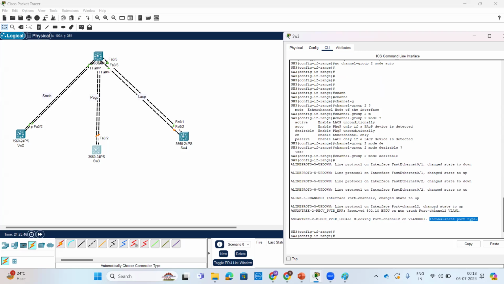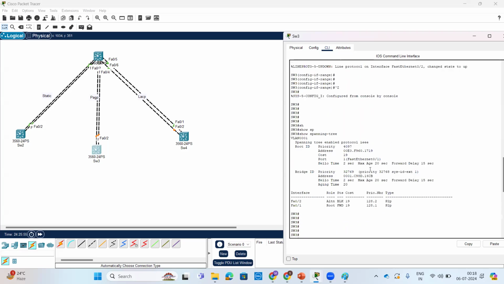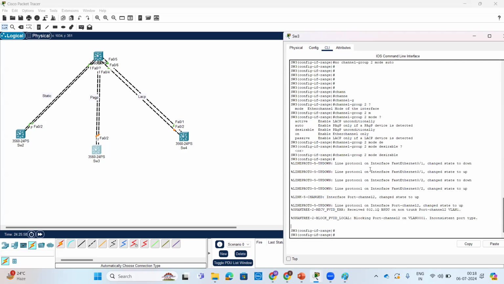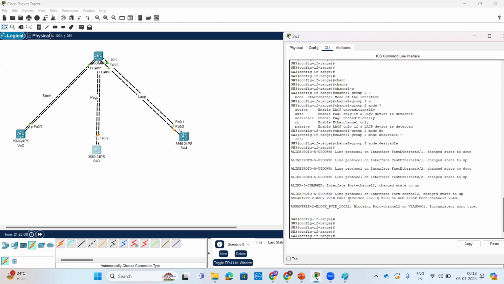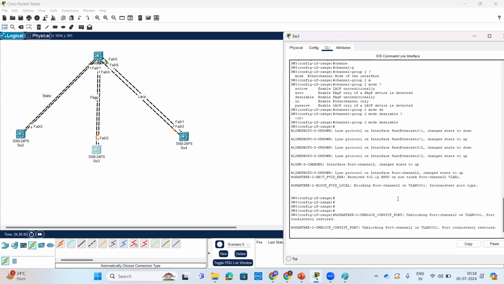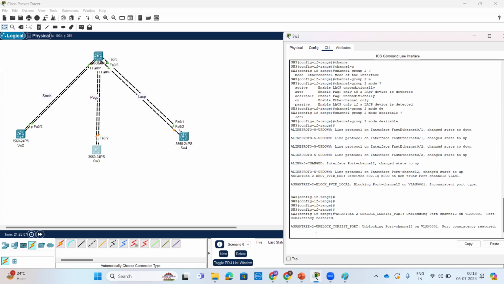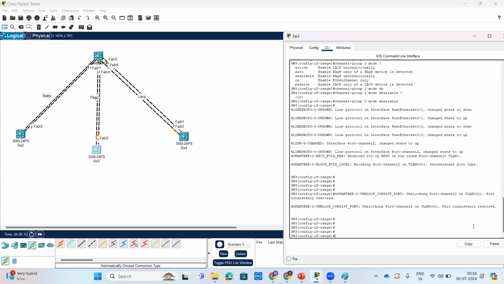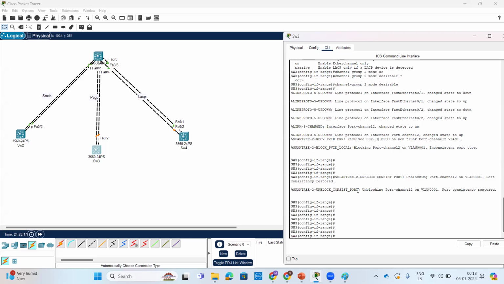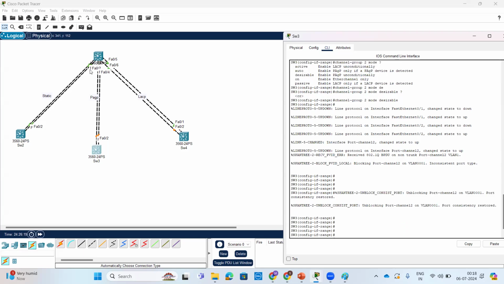Base port channel changed status to up. I mean, this is an error, dot 1Q. We have not enabled the trunking, I think so. See, here PVST uses the trunking, it is not from in between. Unblocking port channel VLAN 1 port consistency restored. Understood? They are trying to form the EtherChannel, but we haven't enabled the trunk.